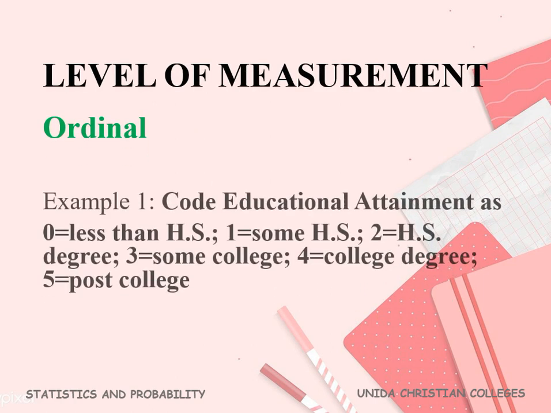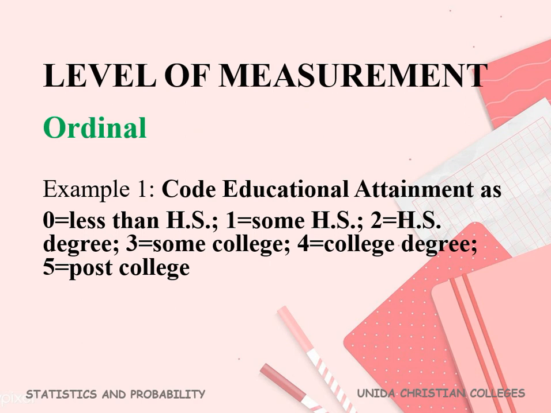Okay, so let's have an example. Our example here is the code we used from 0 to 5 for educational attainment. So, 0 is less than high school, meaning you did not attend high school. 1, some high school. You attended high school but did not finish. 2, high school degree. So, you finished high school. 3, some college. You attended college but did not finish. 4, college degree. You are a college graduate. And 5 is post-college or masters.